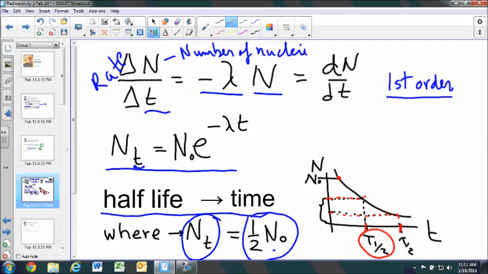And if you wait another half-life, then you have half of that, that would be 1/8 of the initial amount. And then 1/16, 1/32, 1/64, and so on. You're just going to be dividing by half every time, and so on, forever, right?